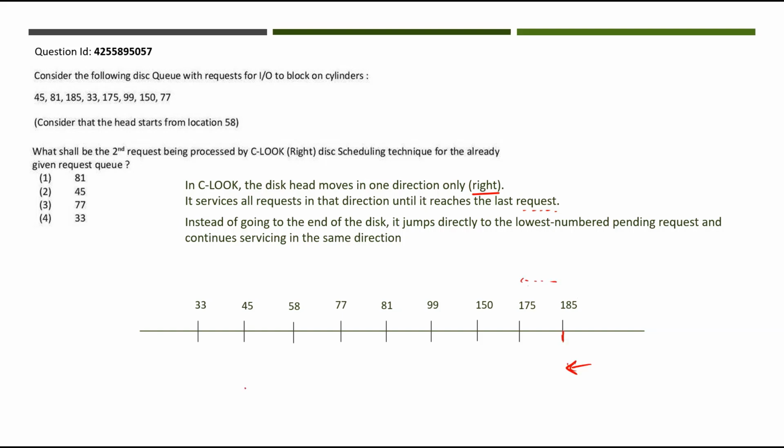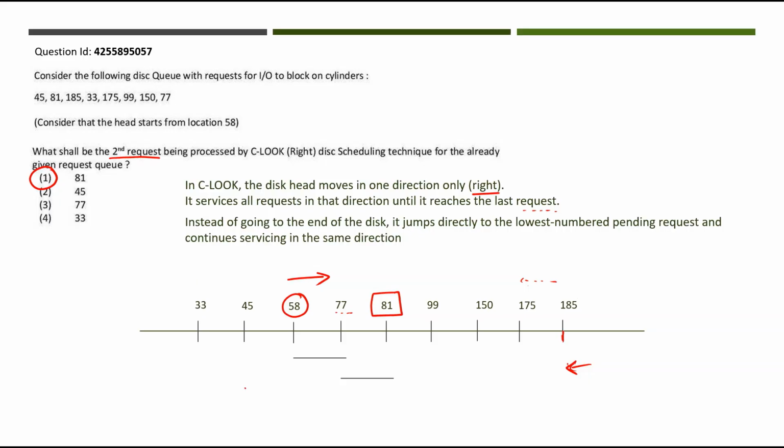Now the question is, what shall be the second request? So the current head position is 58 and it has to move in the right direction. The first request that is being processed will be 77 and the second request will be 81. Option number 1, 81, will be the right answer. You just need to find whatever is asked in the question and then move on to save time. Don't keep working out total head movements in C-LOOK as well as in SCAN questions and waste your time. Just answer whatever is being asked and then move on.